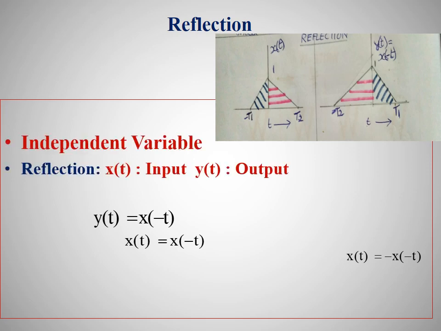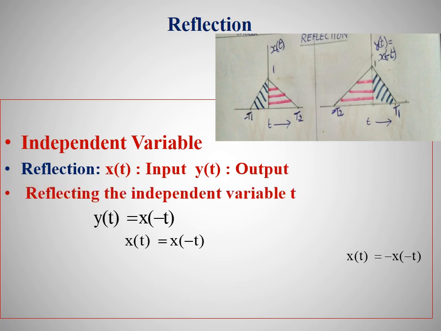Reflection of a signal. The reflection is going to be defined as if an input x of t is given and an output y of t is given, reflection would be y of t is going to be equal to x of minus t. This reflection is quite evident from what is shown in the figure, where a signal exists between minus t1 to plus t2. From 0 to minus t1, the signal is shown in blue, and from 0 to plus t2, the signal is shown in pink.